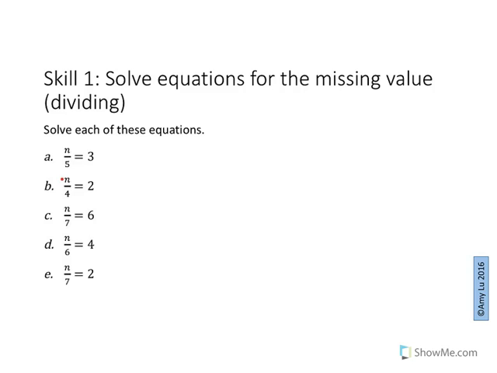So B, what number divided by 4 makes 2? n has to be 8. What number divided by 7 makes 6? n has to be 42. Some number divided by 6 makes 4. n has to be 24. And n divided by 7 makes 2. So n has to be 14.